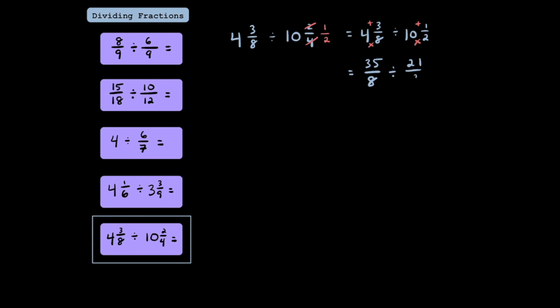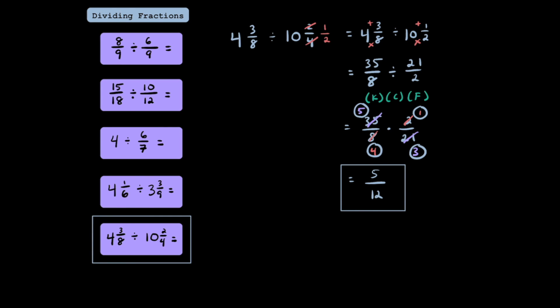be 21/2. Let's now rewrite our division problem as a multiplication problem by using keep, change, flip, and that's going to be 35/8 multiplied by 2/21. 2 and 8 will cross cancel to make 1 and 4, and 35 and 21 will cross cancel by dividing them both by 7 to make 5 and 3. Multiplying the numerators together, 5 times 1 is going to be 5 on the top, and 4 times 3 is going to be 12 on bottom. 5/12 is our quotient here.